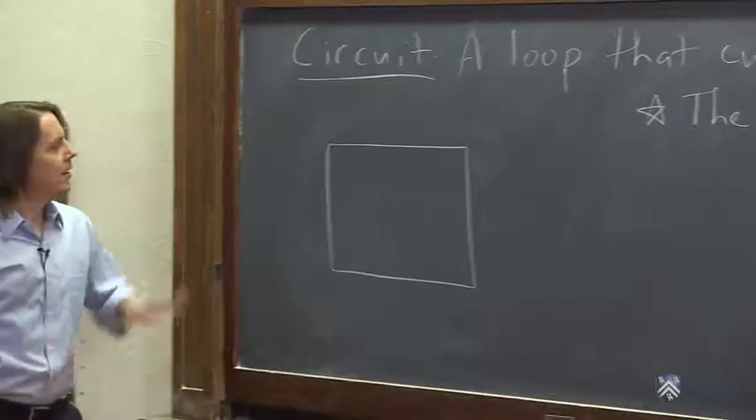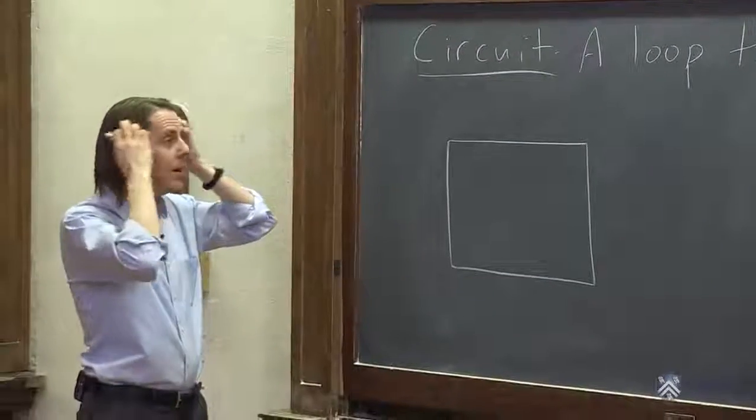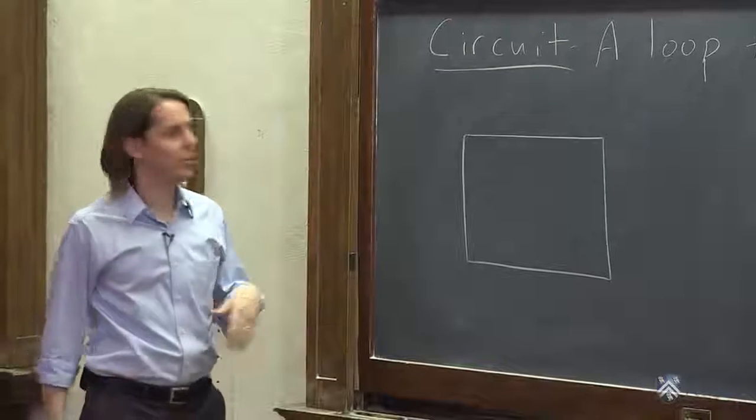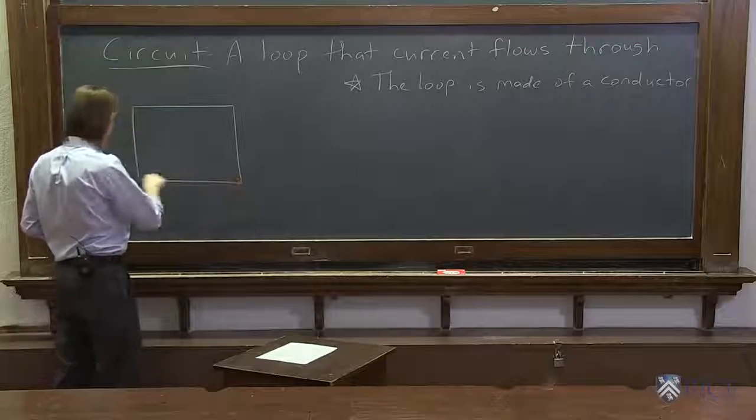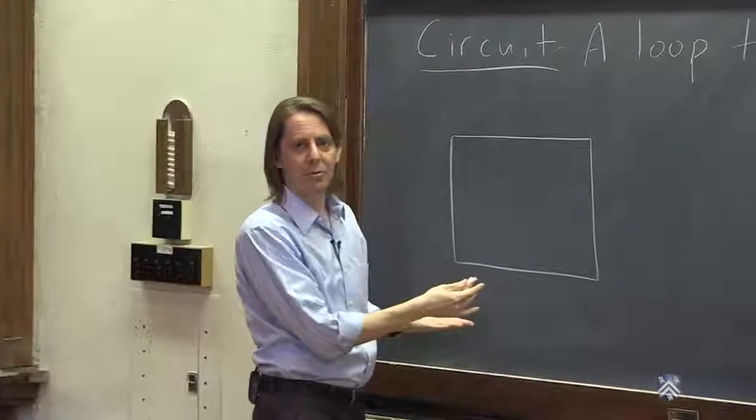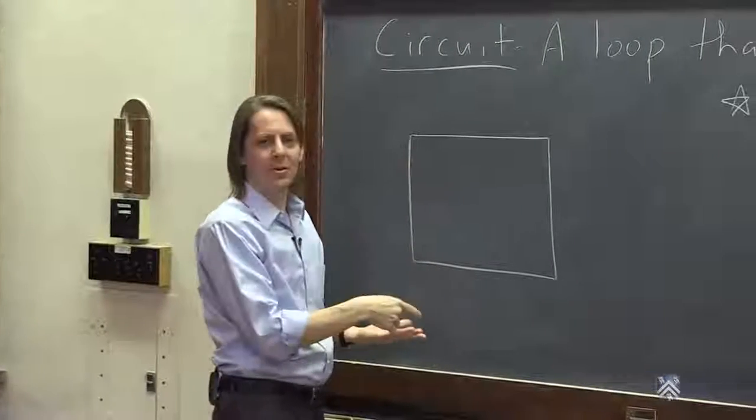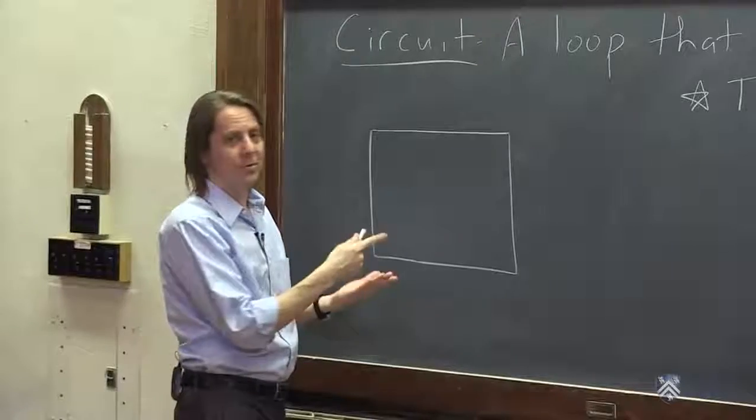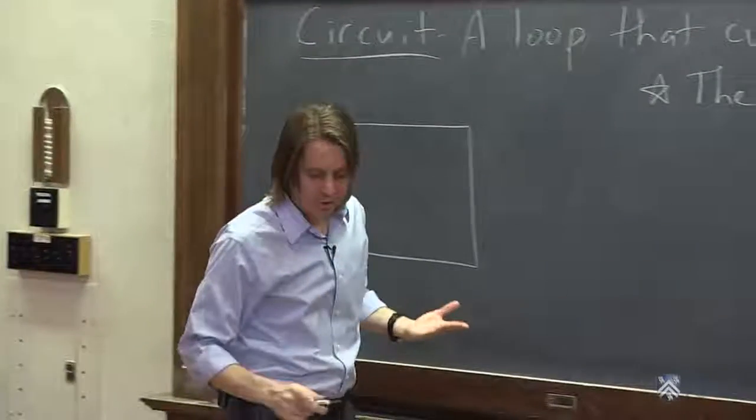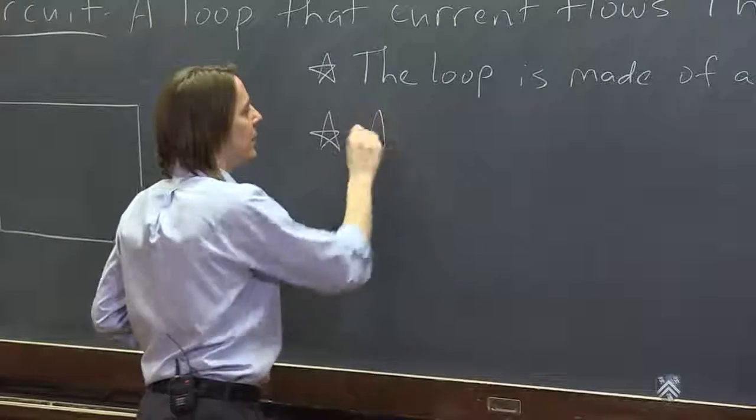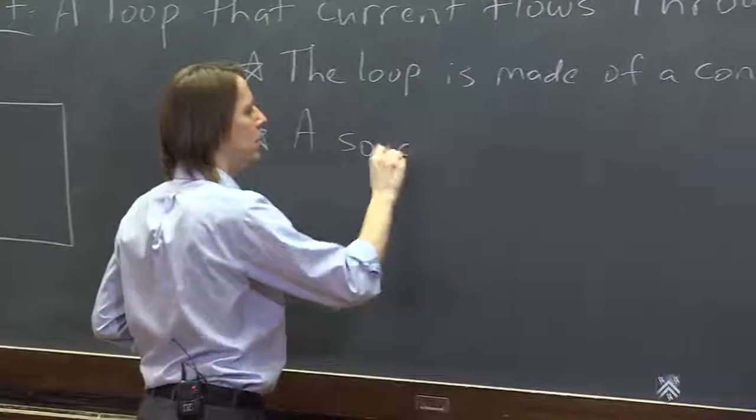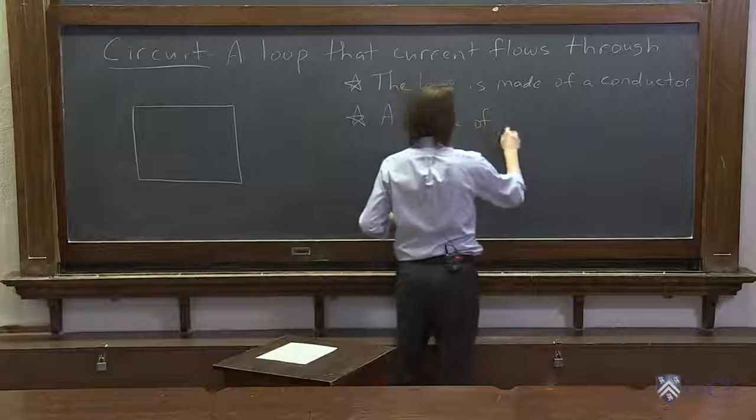Okay. There's my loop. It's a pretty boring circuit though, because it's wire, it's full of positive charges that are free to move around, but nothing's making them move. There's not going to be any current in this wire because we don't have a potential difference anywhere. So another thing you need, usually, if you really want to call it a circuit, is a source of potential difference.